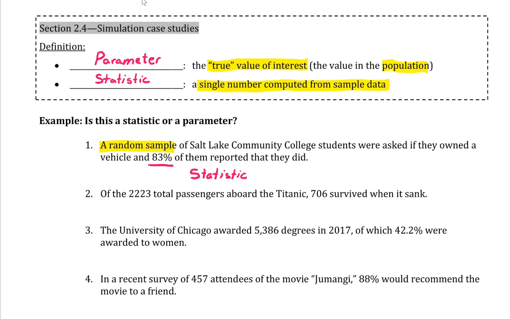Of the 2,223 total passengers aboard the Titanic, 706 survived when it sank. In this description, notice that we are being described a proportion of people that survived of all of those on the Titanic. Because this value comes from all of the passengers aboard the Titanic, we know it would represent a parameter.